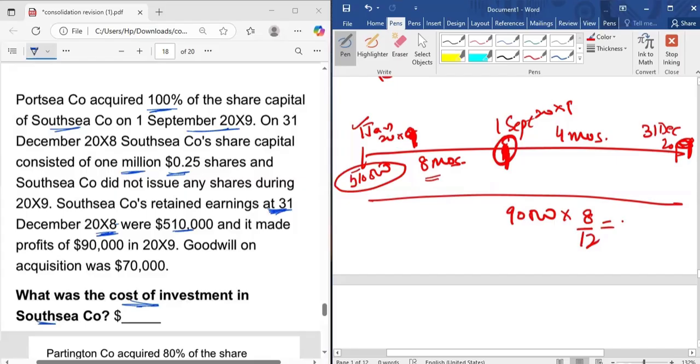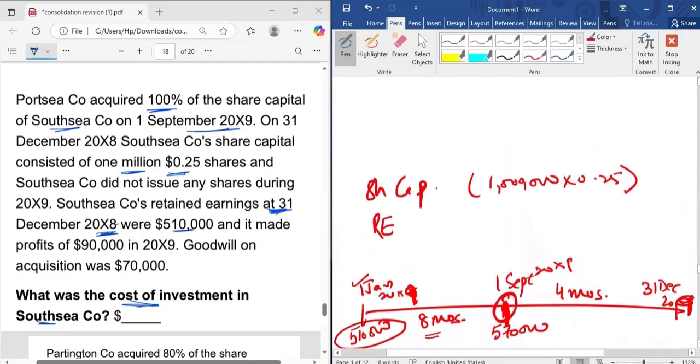So this will come out to be, I'll calculate it. Wait a minute. You can do calculations simultaneously. 60,000. Add it here. 5,10,000 plus 60,000. So it would come out to be 5,70,000. Right? We have calculated the retained earnings, 5,70,000.